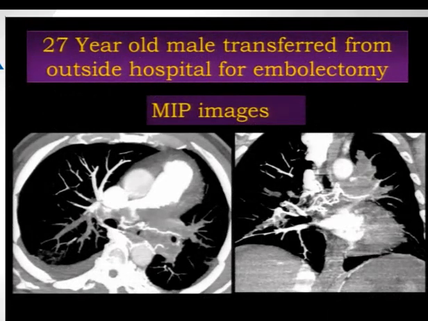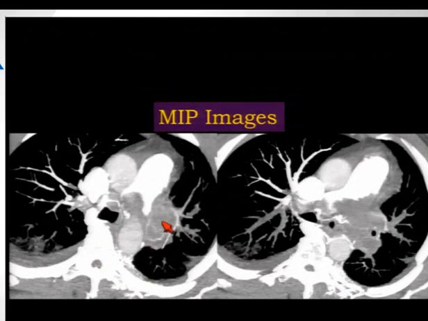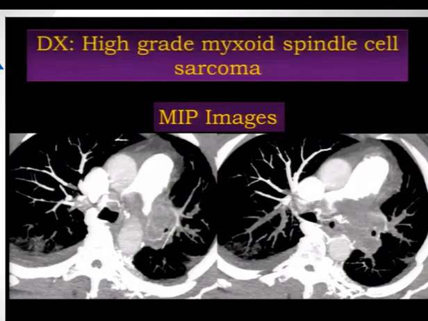Had I not been jaded or swayed by the particular history given me, I might have taken my time and done MIP images, which is what I did later, which showed there's some enhancement and some rather large bronchial collaterals, which can happen in a chronic pulmonary embolism. However, on these images, you can see the enhancement in this particular lesion. And it turned out that this patient had a high-grade myxoid spindle cell sarcoma.